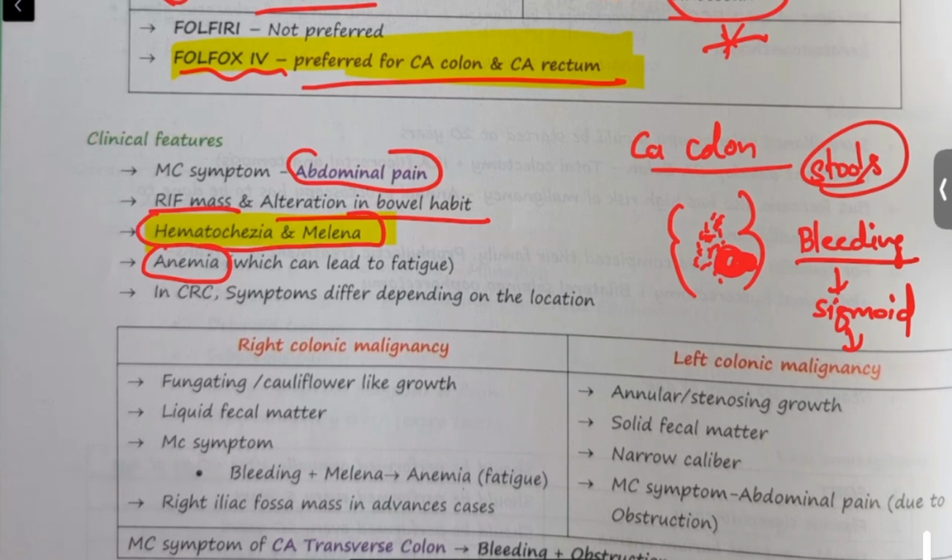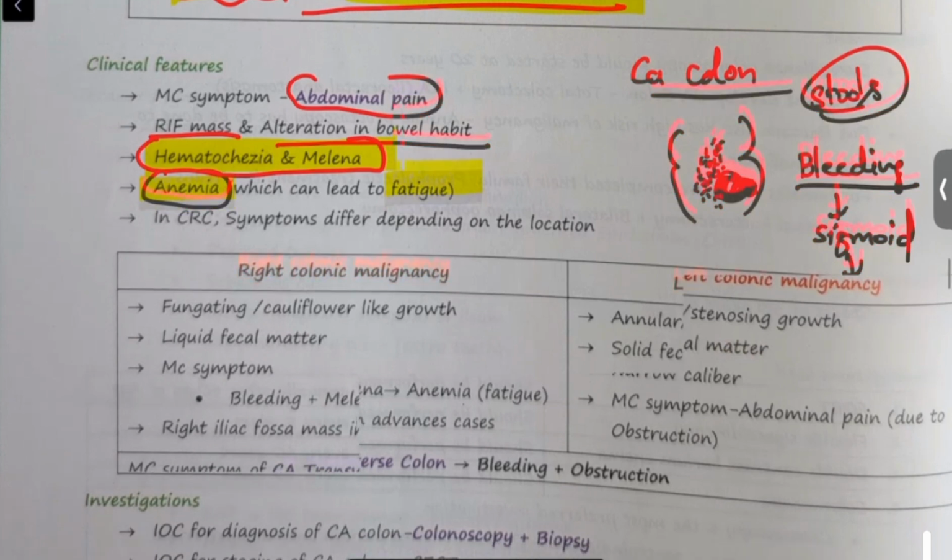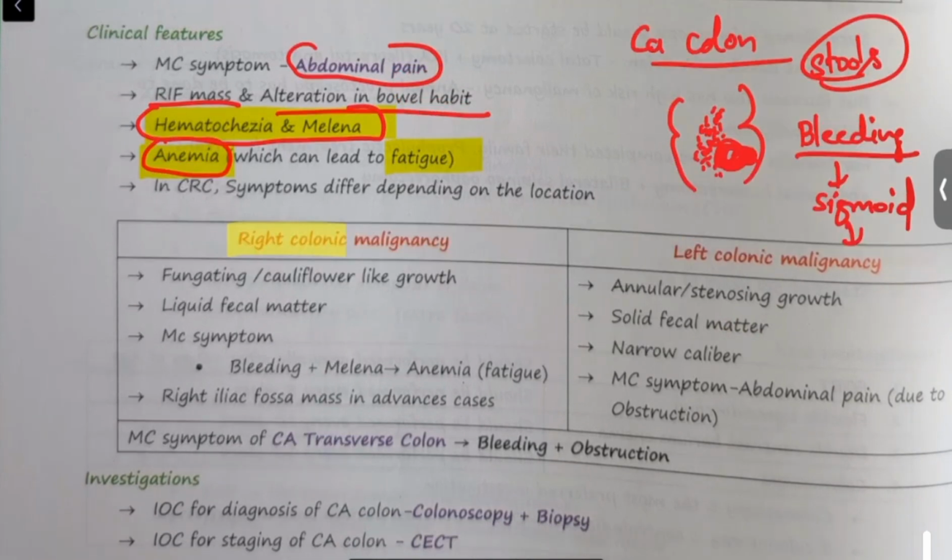Or if there is continuous bleeding happening and we are not noticing anything, then that patient can go for anemia, because somewhere internal bleeding is happening and continuously HB is dropping. So because of that reason, patient will be experiencing fatigue. So these are the clinical manifestations, and the symptoms will differ depending upon the location. If it is right colonic or left colonic, right colonic is ascending colon, left colonic is descending colon.